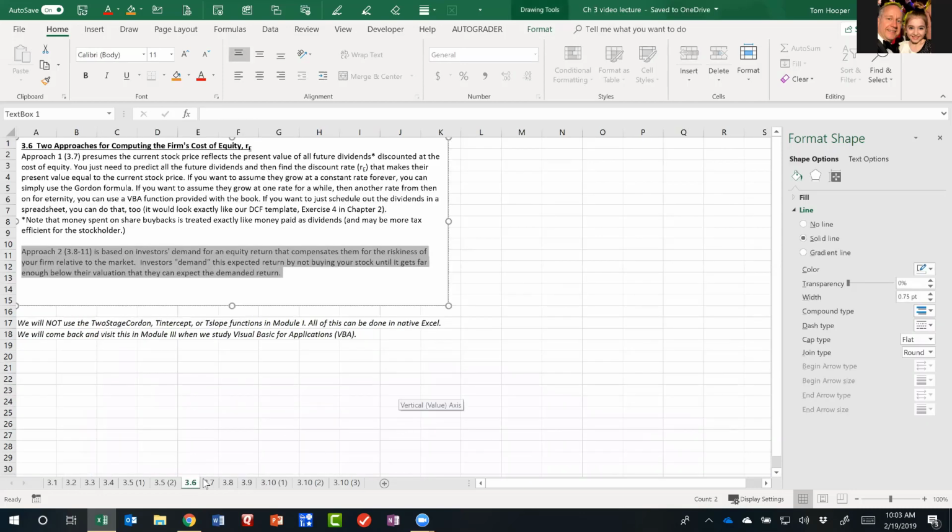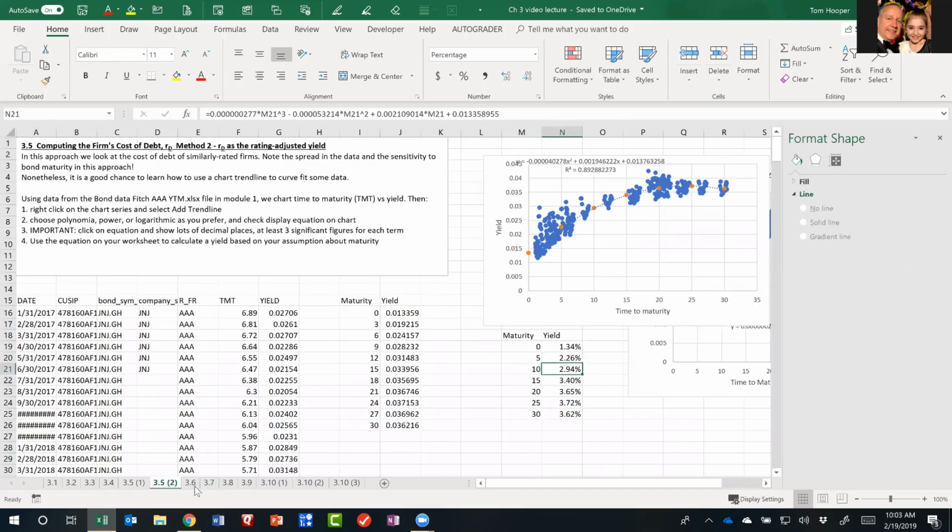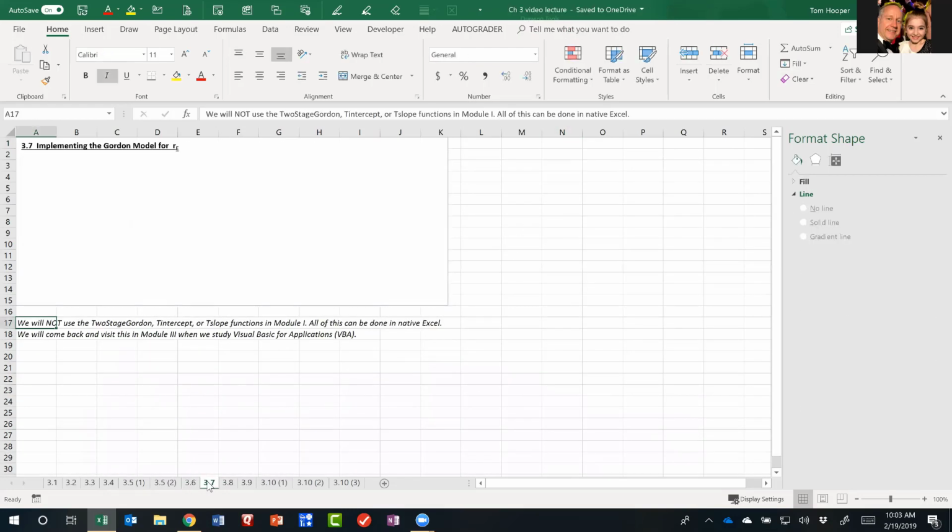So let's talk about how to calculate beta, because that's probably the biggest question I've gotten all week. Let me find that file again.